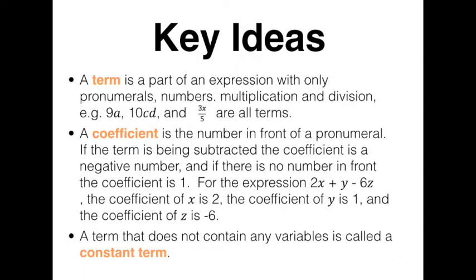A coefficient is the number in front of a pronumeral. If the term is being subtracted, the coefficient is a negative number. Remember this, it's a common mistake. And if there is no number in front, the coefficient is 1. For the expression 2x plus y minus 6z, the coefficient of x is 2, the coefficient of y is 1, and the coefficient of z is minus 6. A term that does not contain any variables is called a constant term.